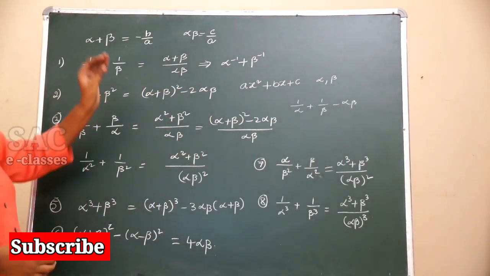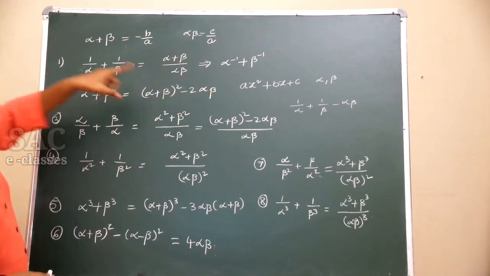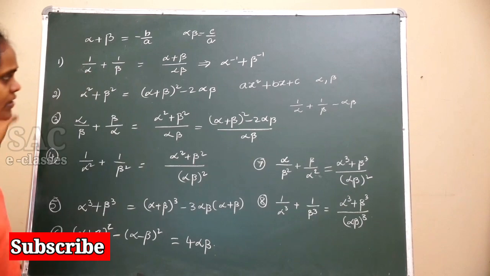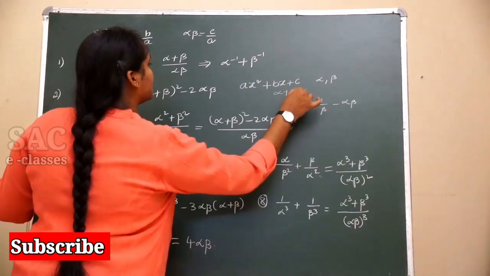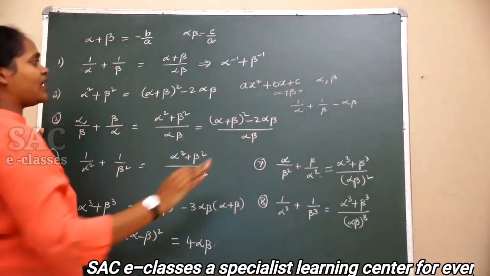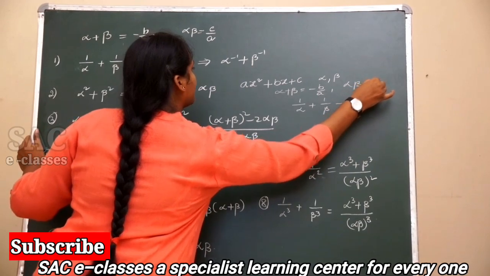But without actually knowing the alpha and beta values, how can we find out? With the help of a relationship identity. So what will you do? First of all, what is alpha plus beta? You don't require the alpha and beta values. Alpha plus beta, we know, is minus b by a.